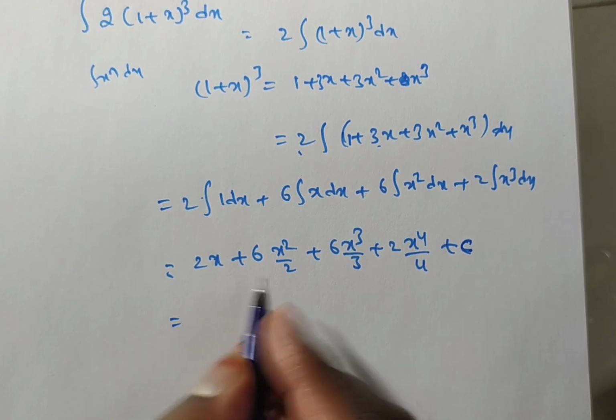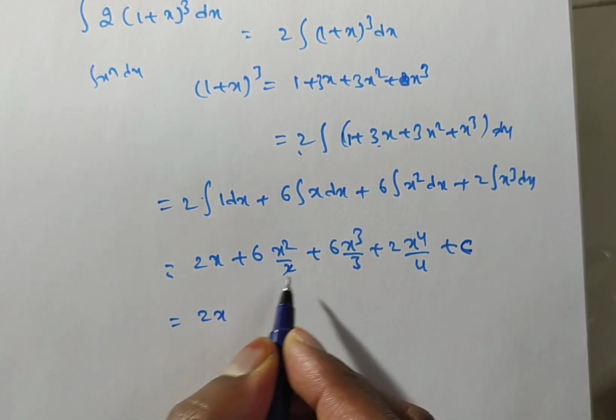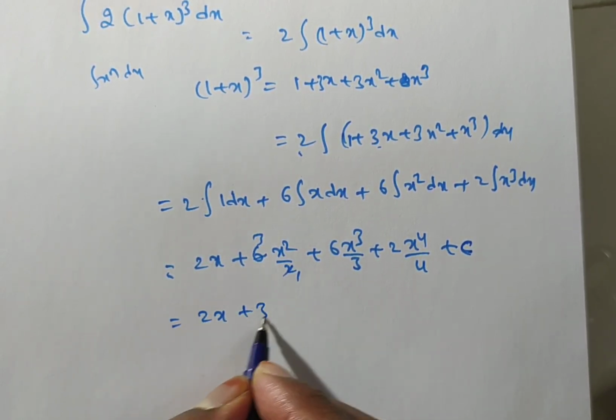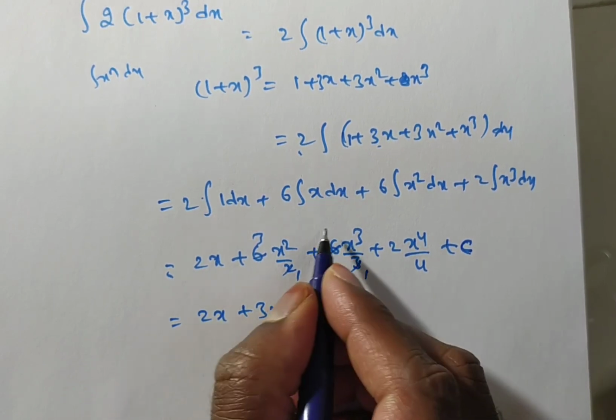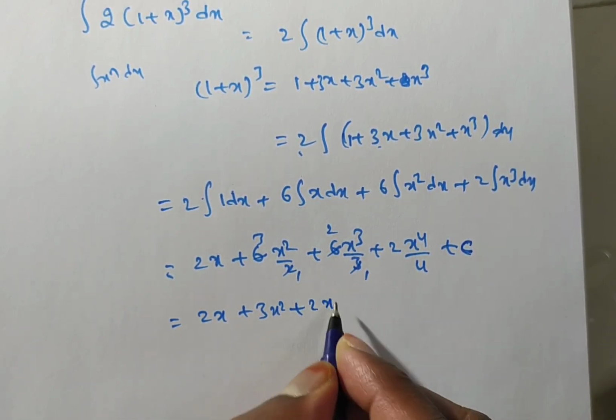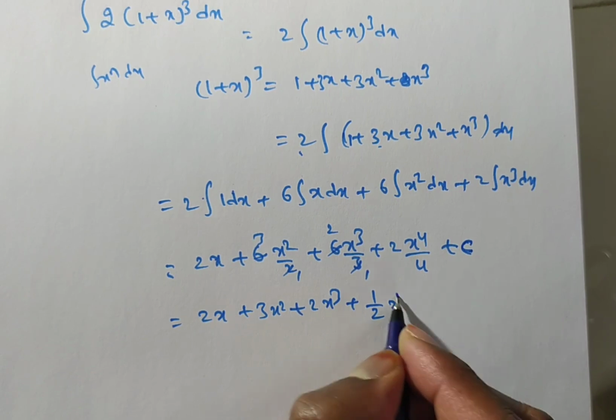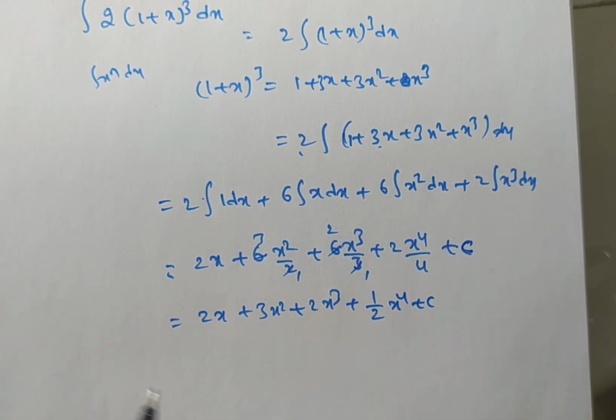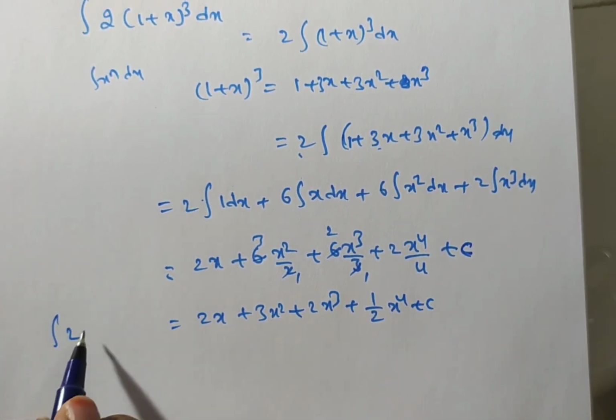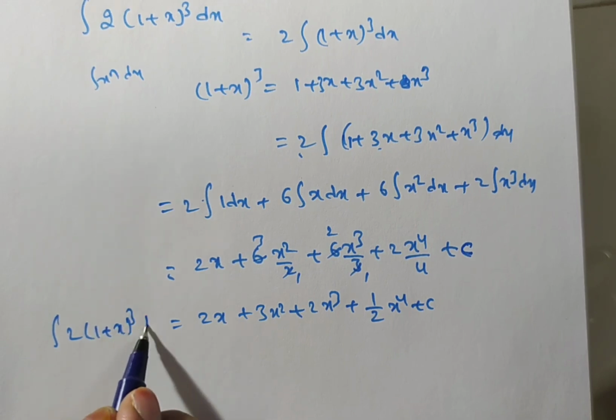Enough. Now if you simplify this, 2 1s are 2, so 2x; 2 3s are 6, 3 1s are 3, so you will have 3x square; 3 2s are 6, so 2x cube, plus 1 by 2 x to the power of 4, plus c. This is the integral of 2 times 1 plus x whole cube dx.